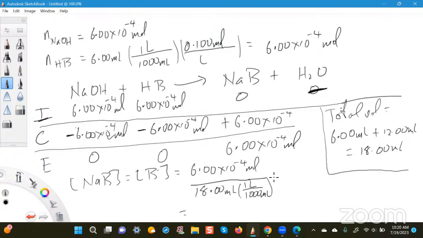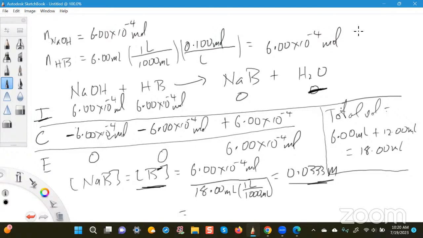0.0333 M. All right. So that would be the concentration of the conjugate base, B minus. Now, here's the thing. The question is asking for the pH. So now what we have to do is look at what happens when B minus reacts with water. Because B minus, remember, is a conjugate base. It's going to react with water to form the hydroxide ion.